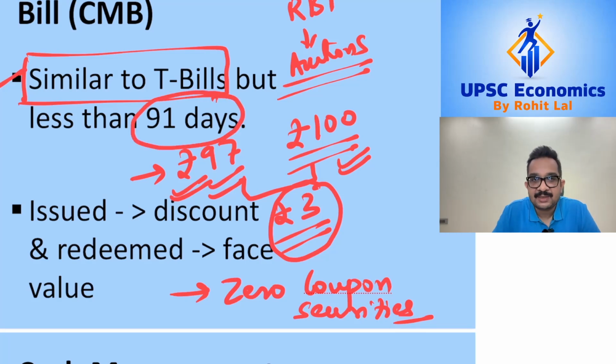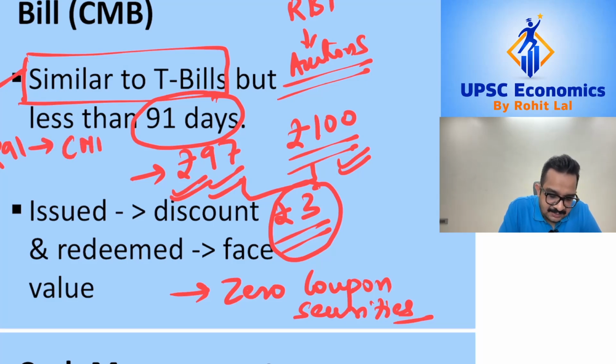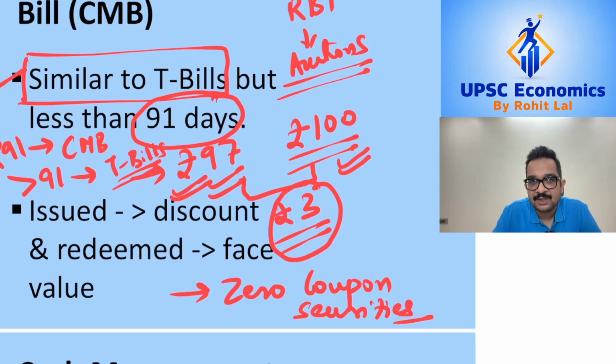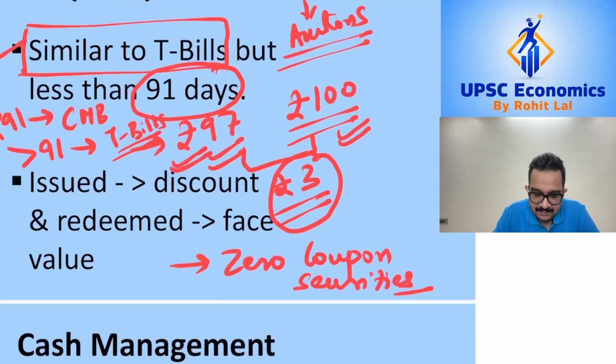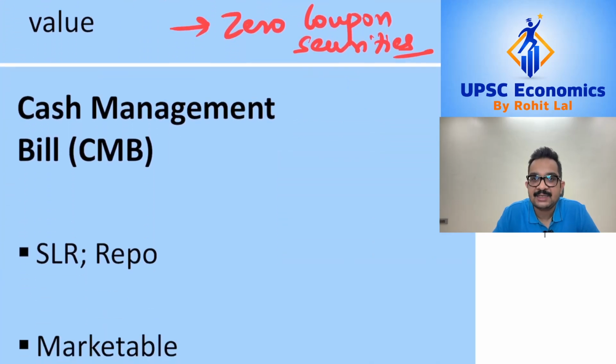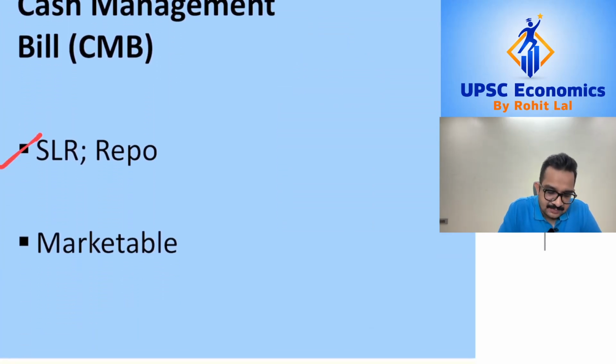The other very important thing to remember out here is that while structurally cash management bills are similar to treasury bills, they have a duration of less than 91 days. That is, if the government wants to borrow for less than 91 days, it can use cash management bills, and if the government wants to borrow for more than 91 days, it can use treasury bills. So if the government wants to borrow for a very short duration of time, it can use cash management bills, and if it wants to borrow for more than 91 days, it can use treasury bills.